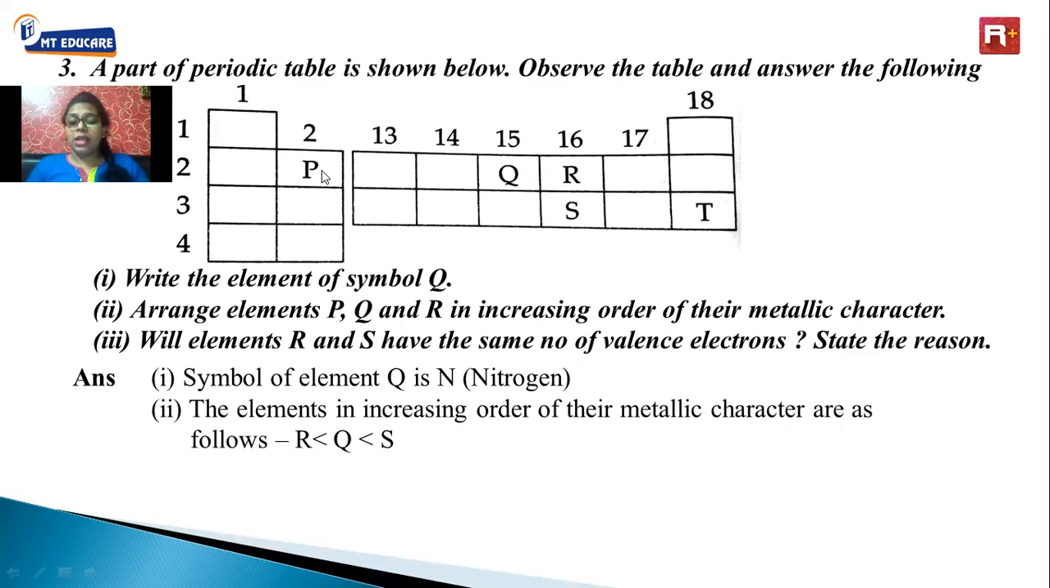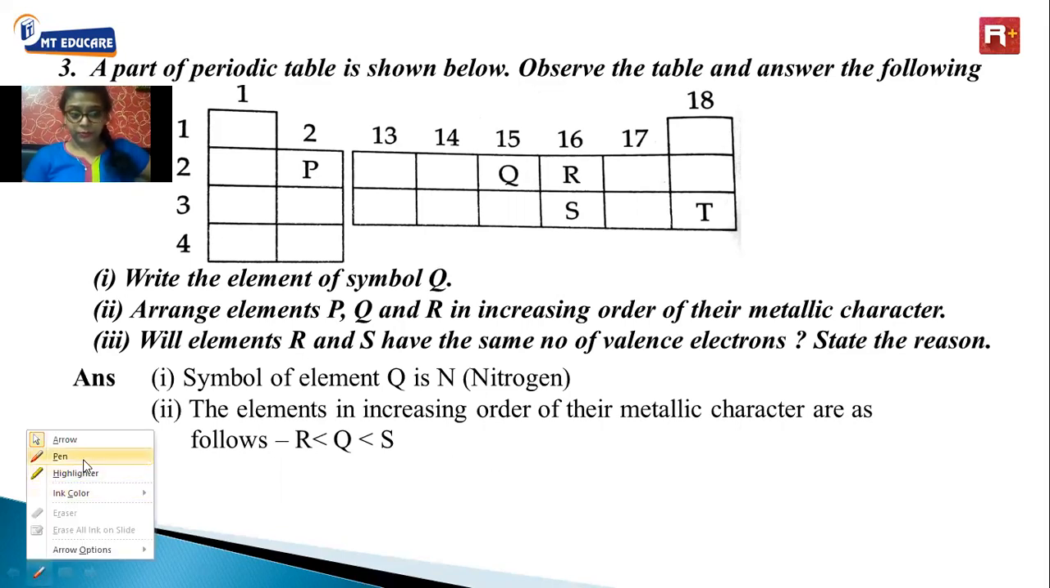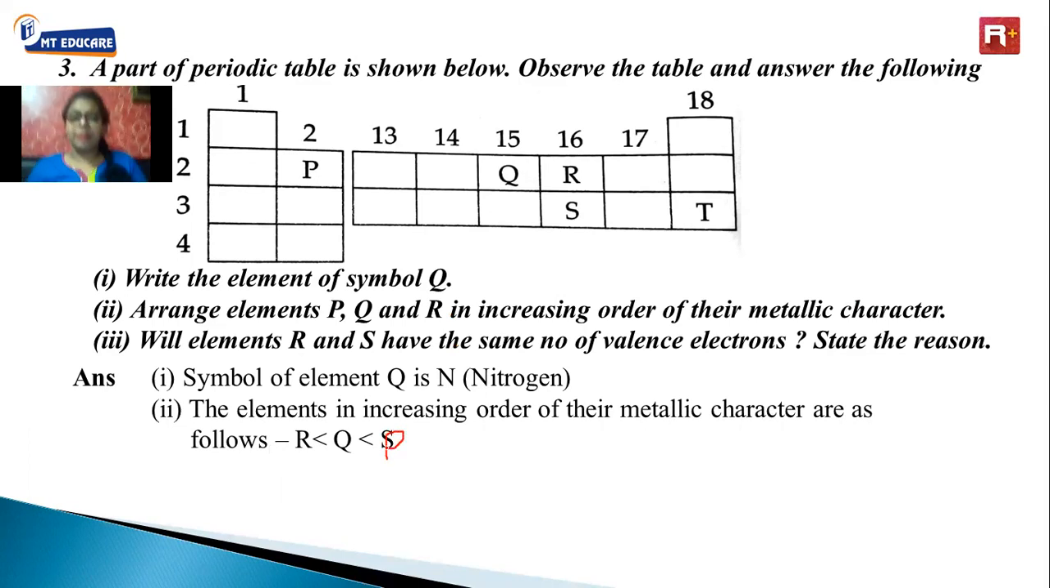Then after that Q will be slightly metallic, and sorry, here instead of S we will have P. Okay, a typing mistake. Fine, clear everyone? Okay, and the last one.